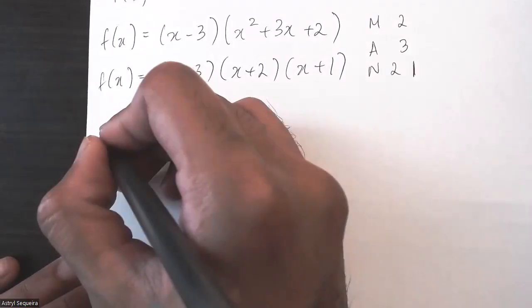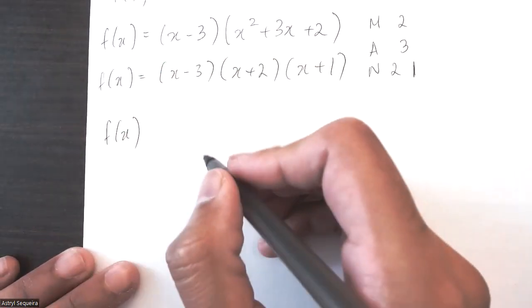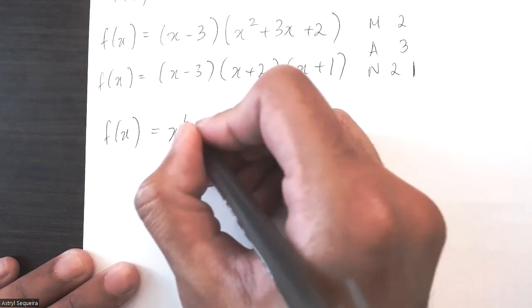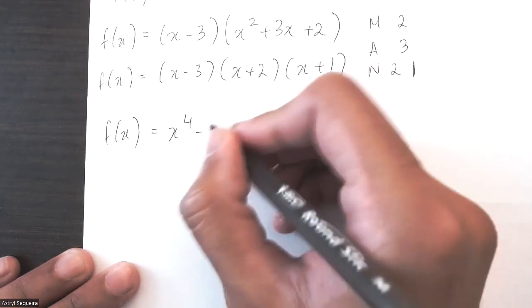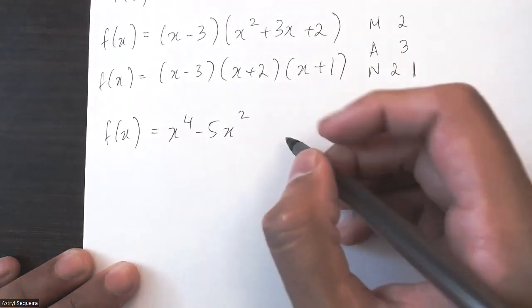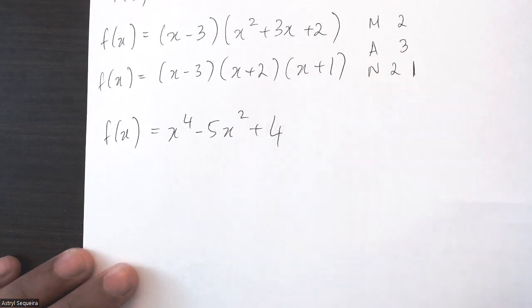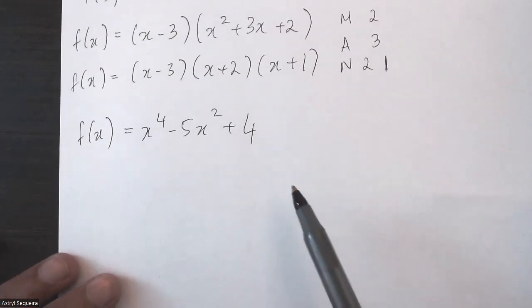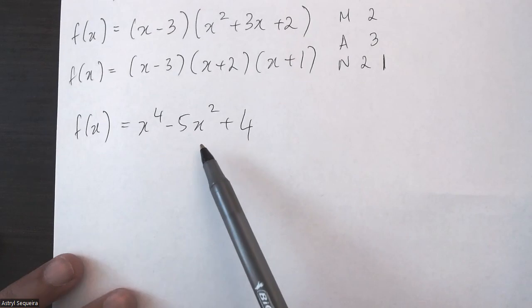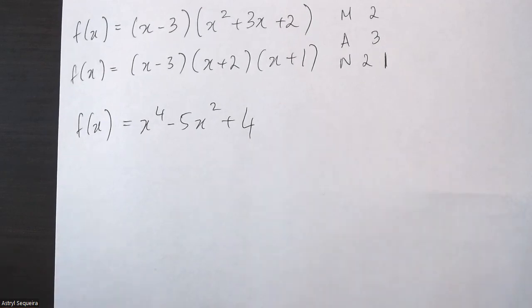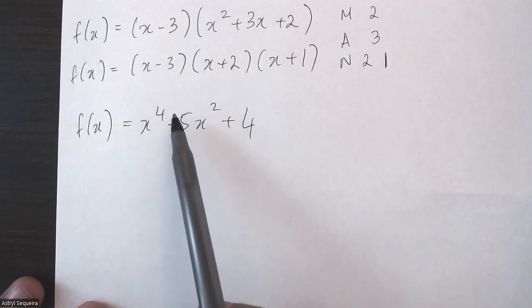And let's get to the third and final question in this video. F of x equals x to the 4 minus 5x squared plus 4. So now this is a quartic equation. You could do this with factor theorem and you could do it with synthetic division. You would do factor theorem twice and synthetic division twice because it's quartic.